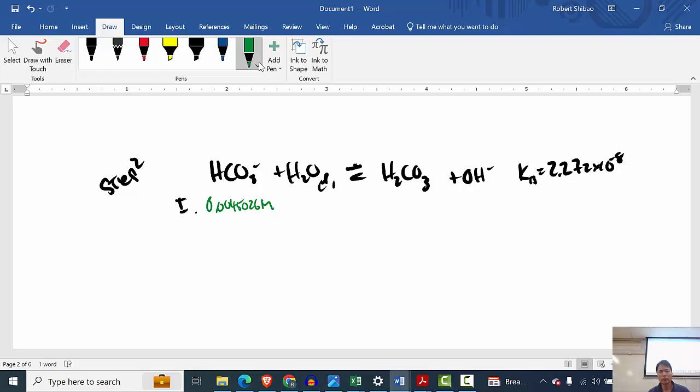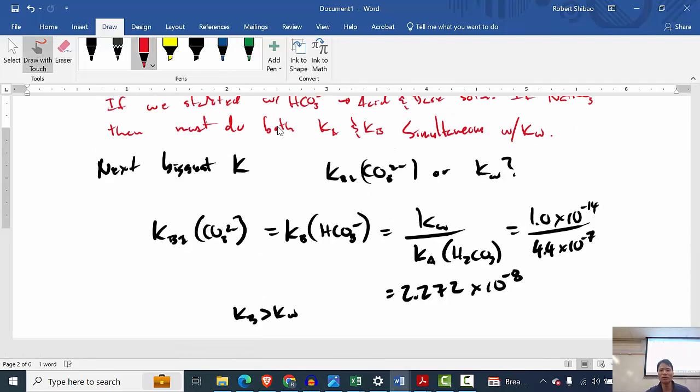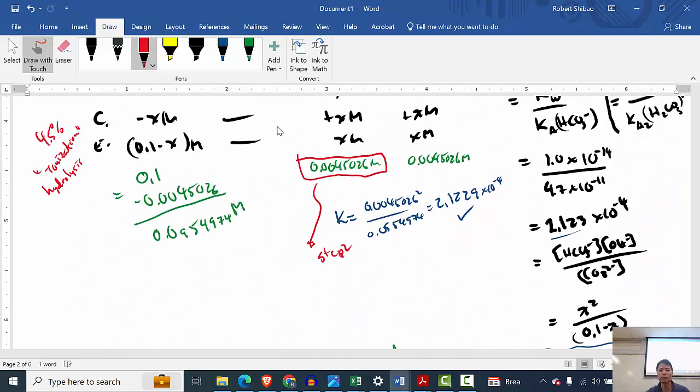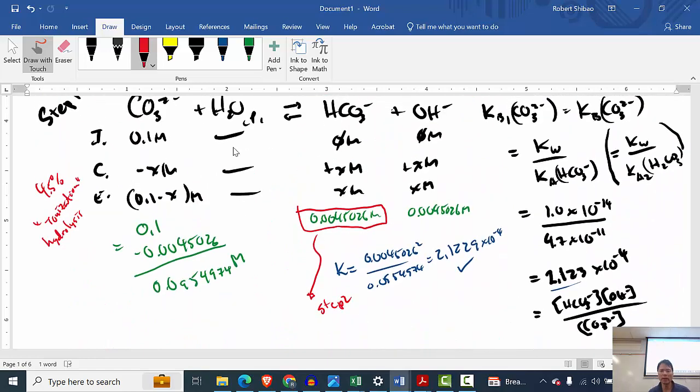So 0.0045026 molar. And then we're going to assume that nothing's hydrolyzed yet, and so we should have 0 molar carbonic acid. But what about the hydroxide though? Didn't we make hydroxide in step 1? Yeah, we made hydroxide in step 1, and so what we're going to do is add to it in step 2. And so the bicarbonate has to be transferred down to step 2, and the hydroxide also has to go down to step 2.